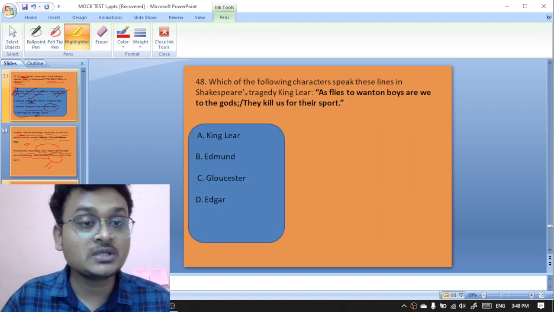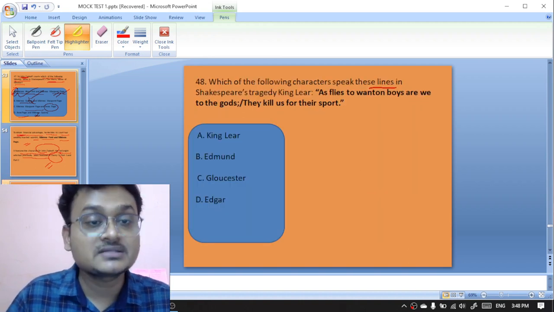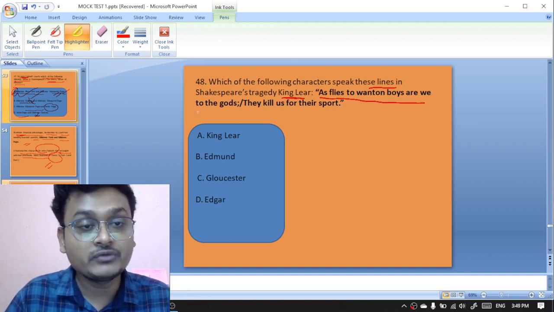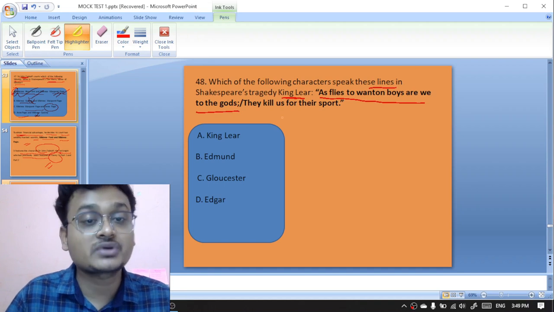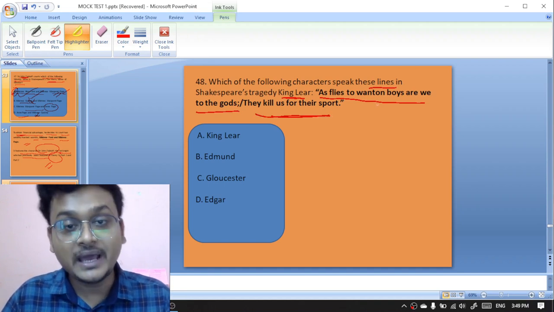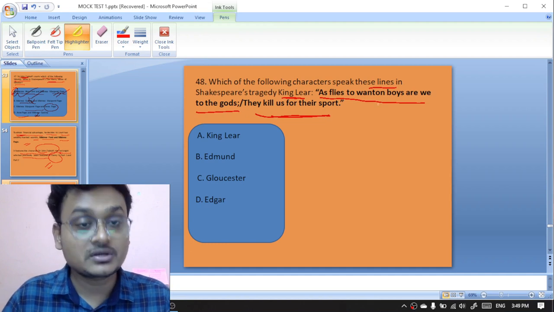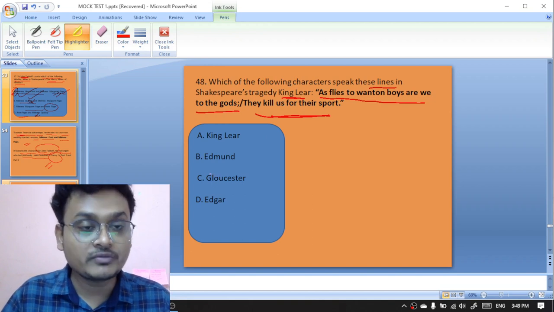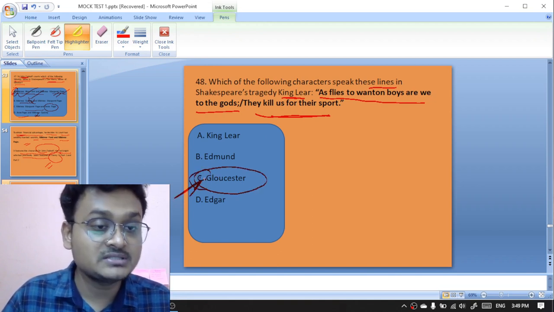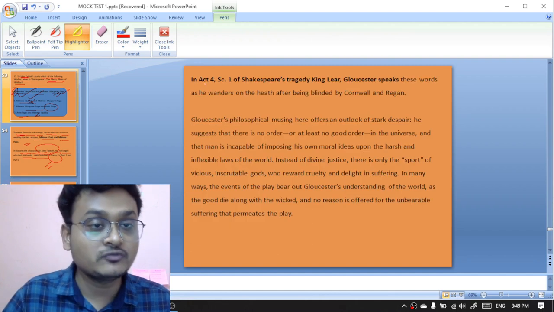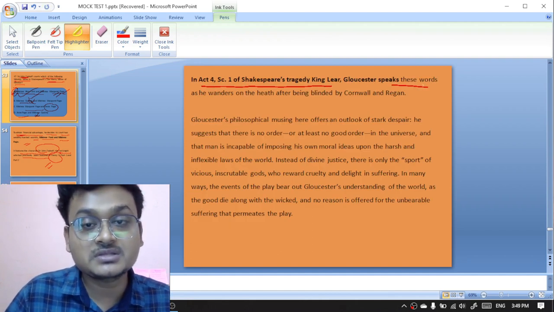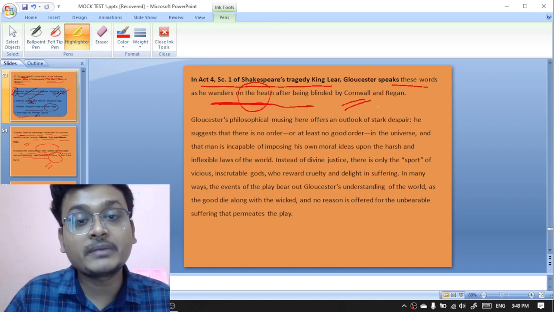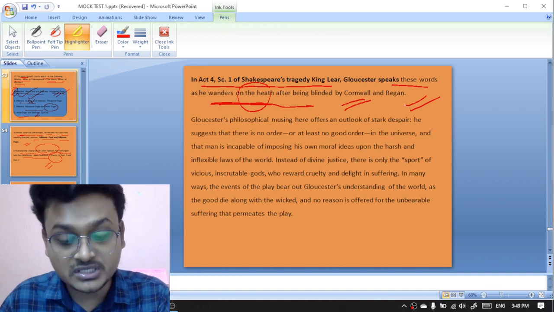Next question. Which of the following characters speaks these lines in Shakespeare's tragedy King Lear? As flies to wanton boys are we to the gods, they kill us for their sport. These are philosophical lines spoken by Gloucester. C is the answer here. In Act 4, scene 1 of King Lear, Gloucester speaks those words as he moves on the heath after being blinded by Cornwall and Regan. These are the philosophical musings of Gloucester.